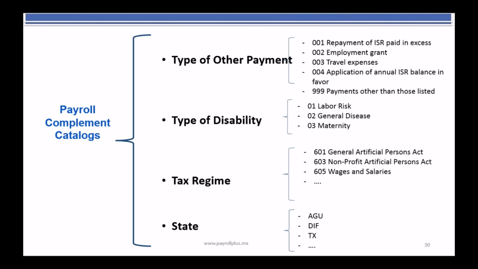And finally, we have the state, which is new. This is a catalog that's international. It includes all the states in Mexico, and as you can see, we have TX, that stands for Texas in the US. We have a very wide list of places in which the employee can be rendering the services. These are international catalogs for states.